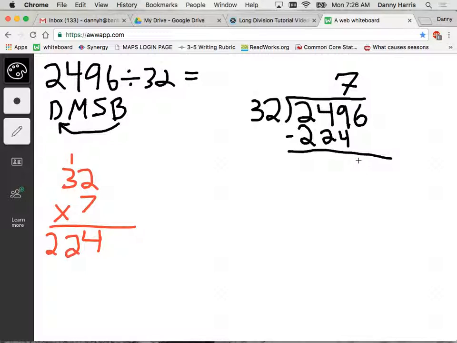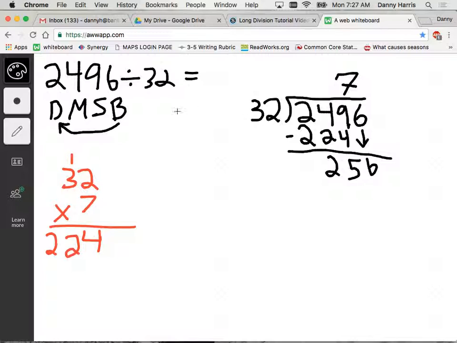9 minus 4 is 5. 4 minus 2 is 2. And, well, 2 minus 2 is nothing. So we just subtracted. Our next step is to bring down. We'll bring down this 6 that we haven't used yet.